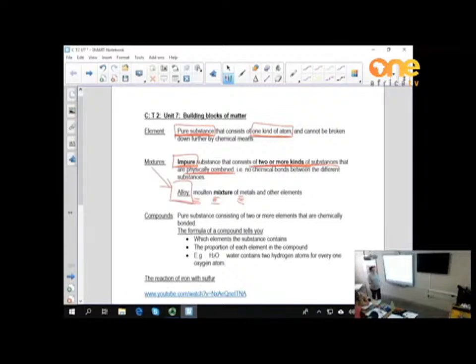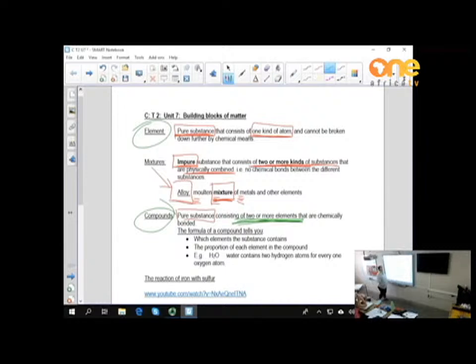Okay, so alloys are mixtures of metals and other elements, but it's very important: it is a mixture. We'll come back to that when we do the metals. All right. Compounds. The next one is a pure substance. Can you see compounds and elements are pure? Pure substances consisting of two or more elements chemically bonded.